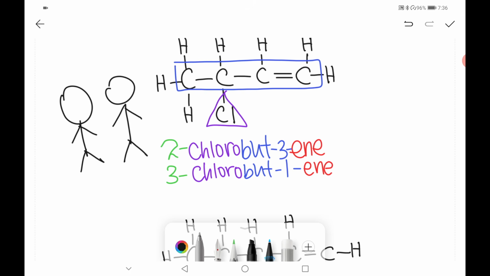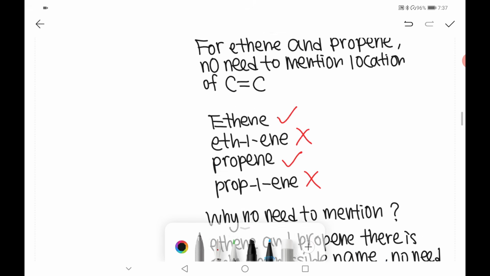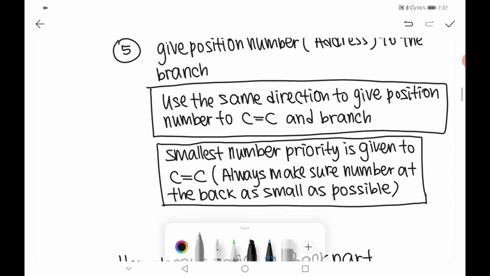Same thing. The branch wants a small number. The double bond also wants a small number. But you can only give the small number to one of them. So which one should we give it to? Look back to the strategy.